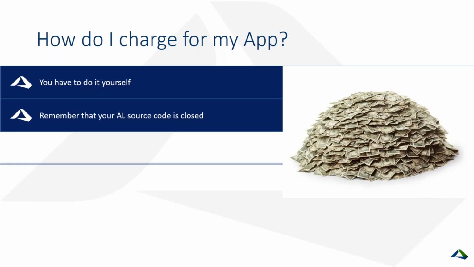And remember that your AL source is closed, right? So no one can get to your source code. So you can actually build in a web service that checks if the customer has paid their invoice. And it is not really that hard to build in something that blocks your app from being used if a customer cancels their credit card.